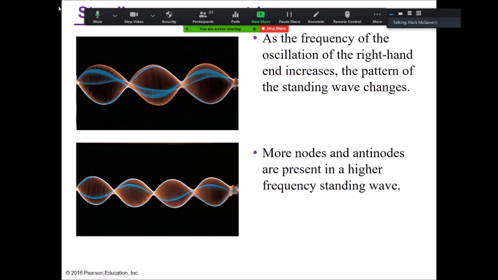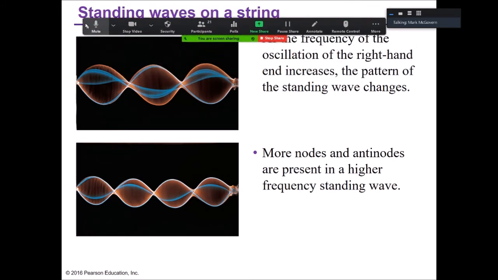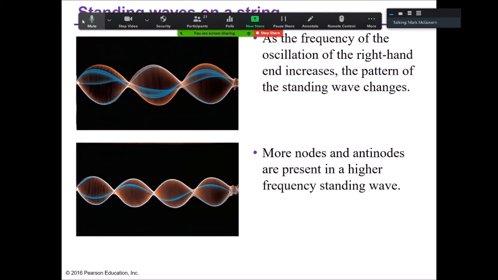All right. So the one at the top here would be considered the third harmonic. The one below that is a fourth harmonic. You're basically counting how many antinodes you have here.